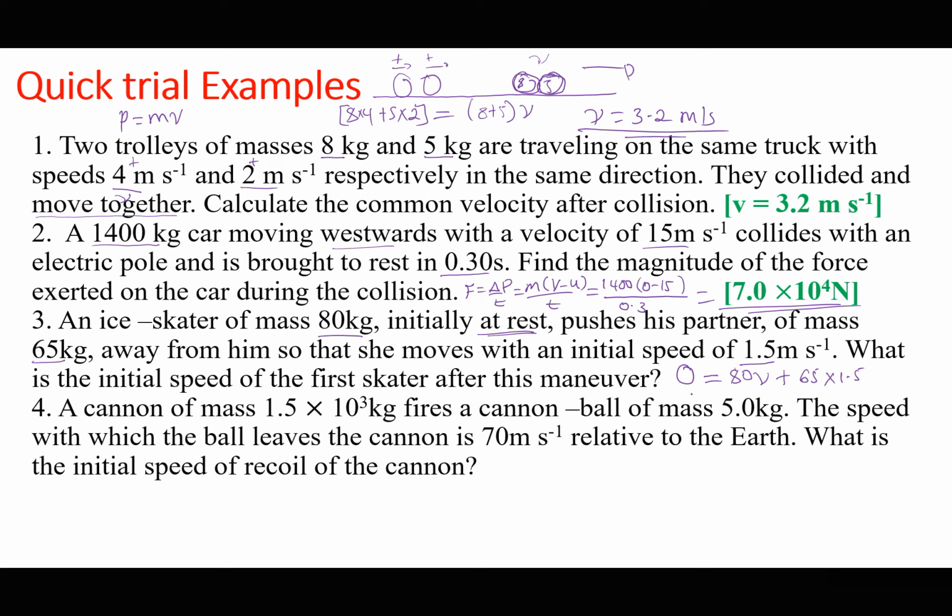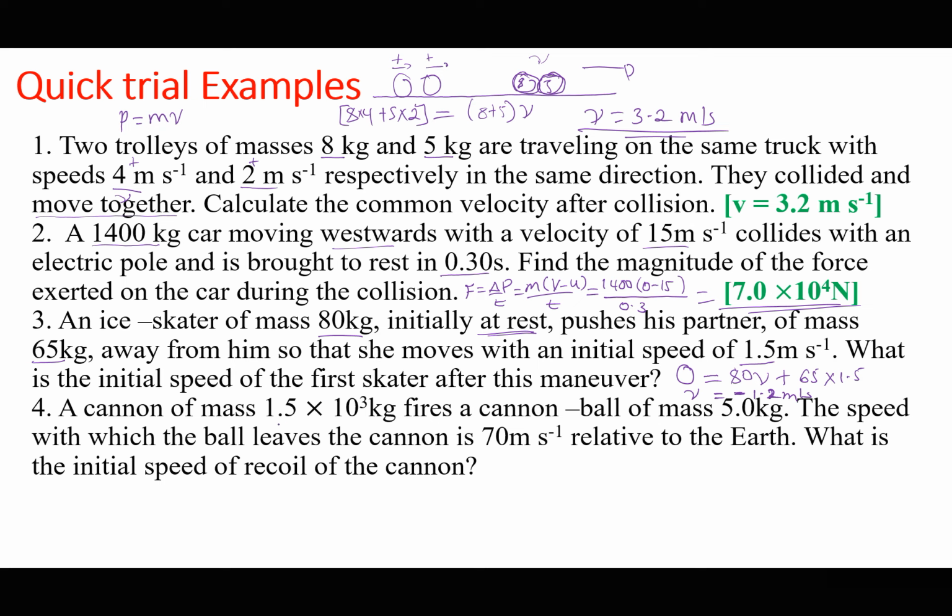So I'm making v the subject. Of course, here v is going to be negative, which means it moves in the opposite direction to the partner. So this is going to be 65 times 1.5 divided by 80. So this is negative 1.2 meters per second. The negative is just indicating that the first skater must move in the opposite direction to the partner.